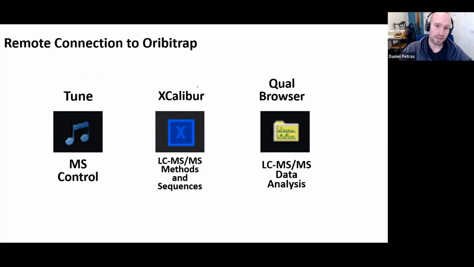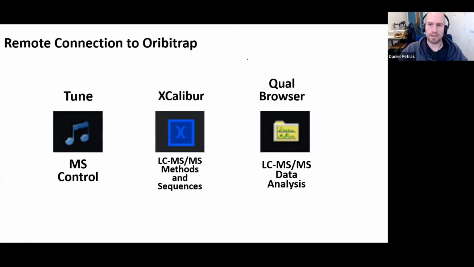Then for the actual analysis, when we want to submit samples, we use another software called Excalibur. This is basically the sequence manager. Here we list all the samples we want to run, and also define the actual settings, both for the mass spec as well as for the liquid chromatography.